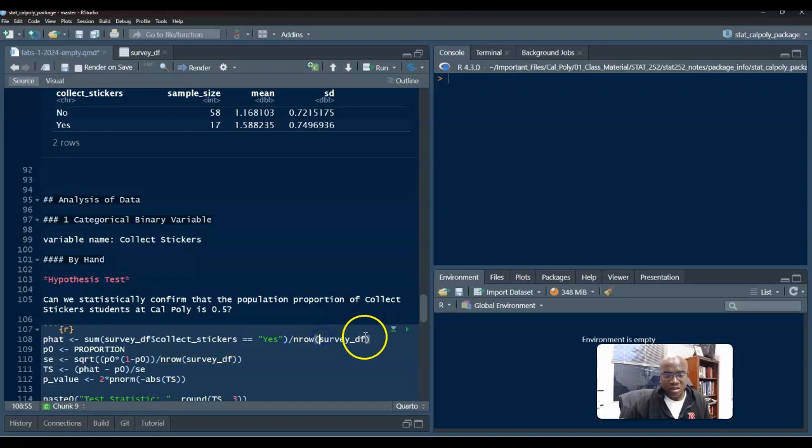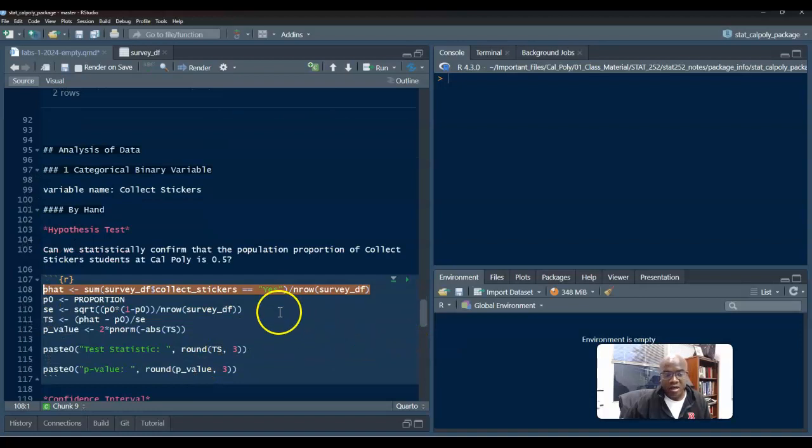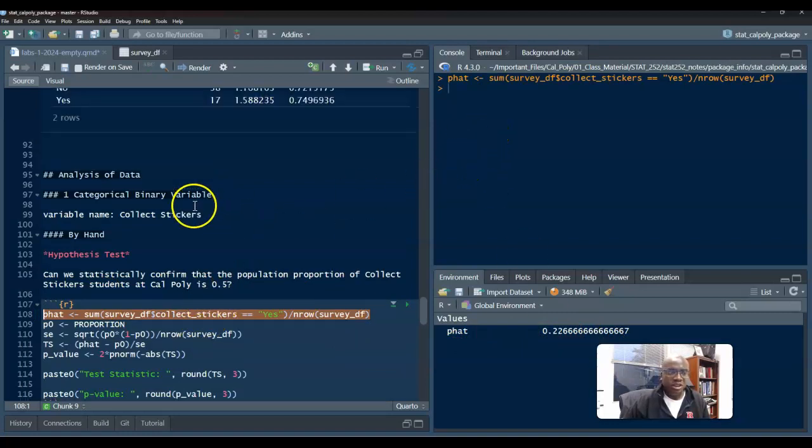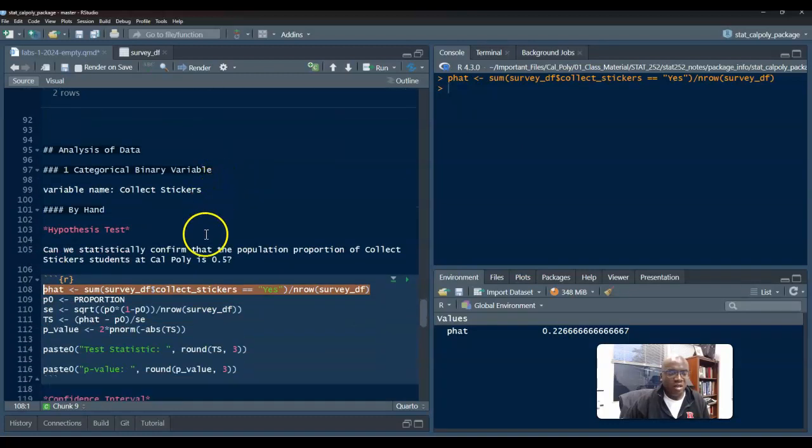When I run this, I'm just going to highlight. You have to highlight this, because if you don't highlight it and just press the play button, the whole code is not going to work. You're going to get an error. You've got to do one line at a time. If I run this, come on, don't embarrass me. I get p-hat to be 0.226, which is just 17 divided by 75.